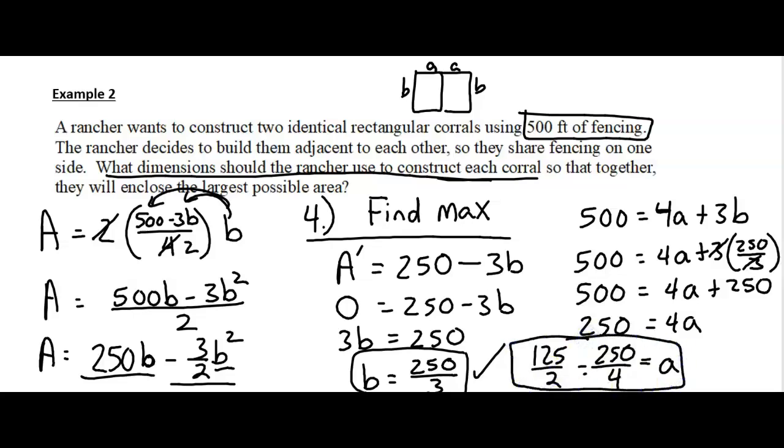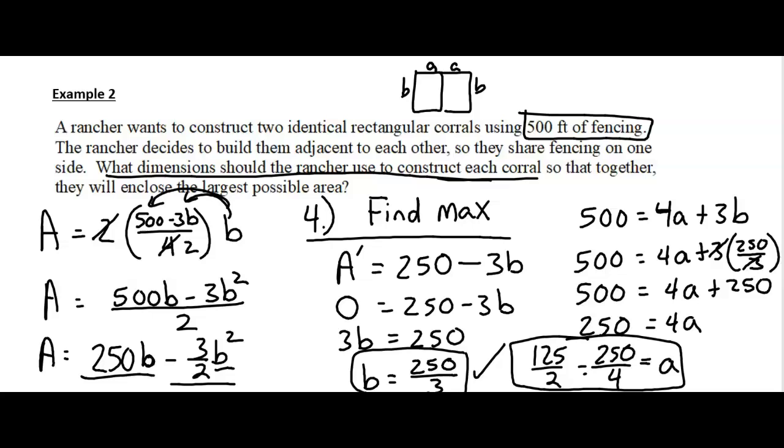And there's our dimensions for those corrals. Okay? Is that a reasonable answer? Sure, why not? It works. It's positive. You wouldn't want to get a negative one, right? That'd be weird to say that the corral has a negative length to it. So these answers are reasonable.